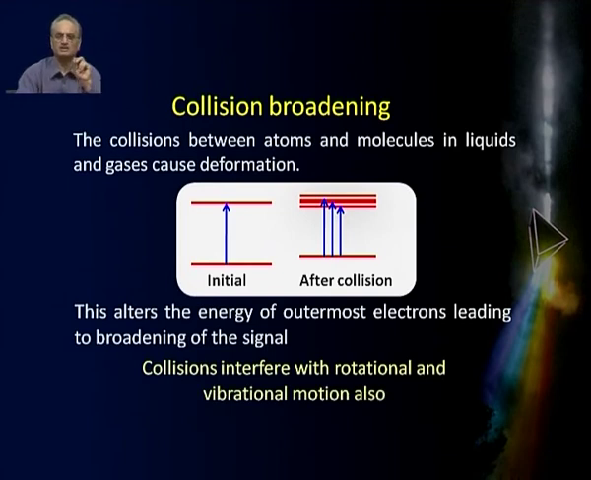And second is, primarily, I am just trying to give you an idea that they are colliding. Basically, I am talking about electronic energy levels. The same thing happens: this collision can also affect the rotational and vibrational energy levels, and that also makes the spectra broad. Second is Doppler broadening.